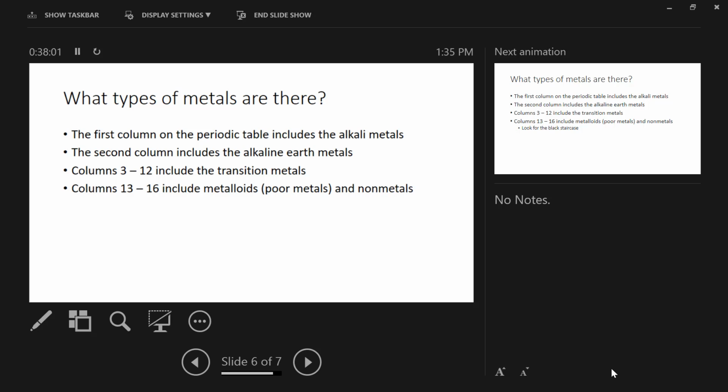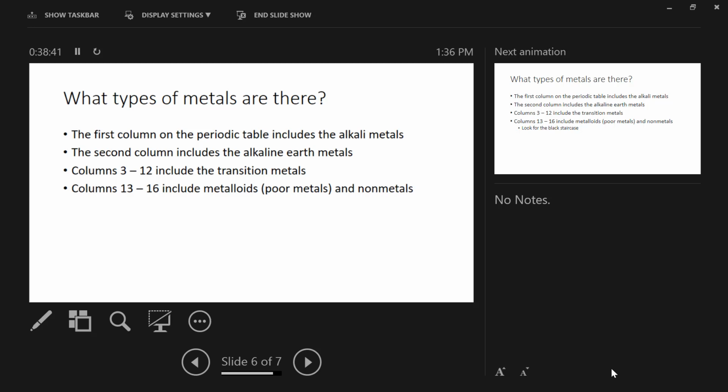Now you start to get something really interesting happening. In columns 13 through 16, we have both metalloids and nonmetals. Metalloids. What on earth is that? Metalloids, also known as poor metals, not because they lack the financial resources necessary to make it through life, but because they don't have many of the features of metals, and they start to have some features of nonmetals.